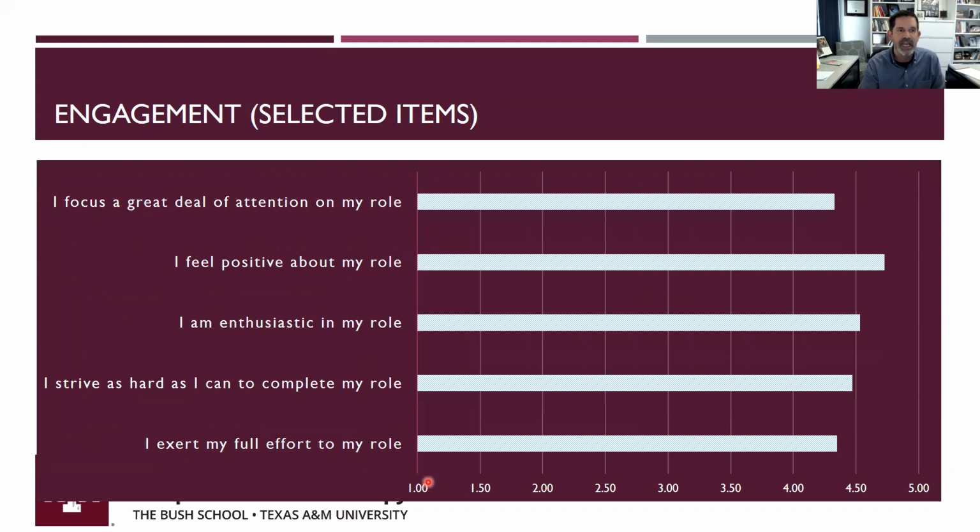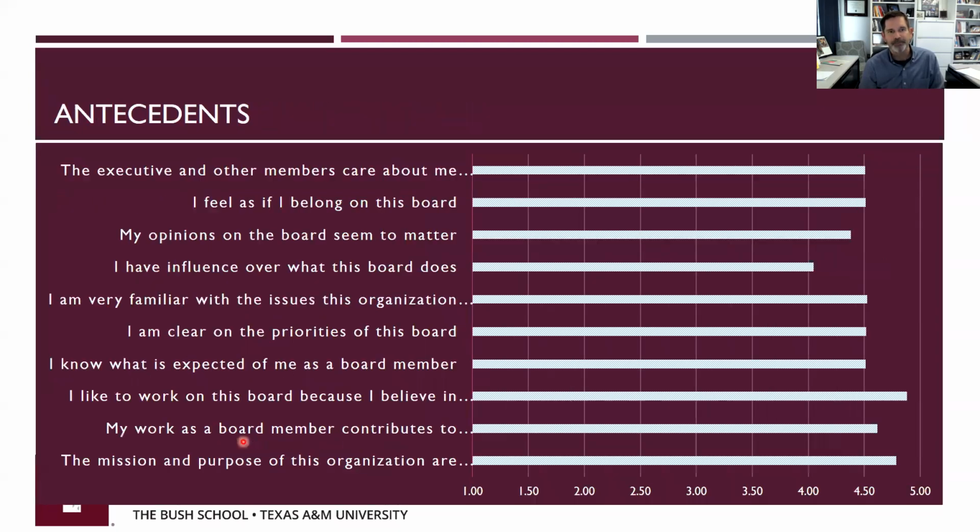Just one more, or two more maybe. This is the engagement scale. It gives you a sense of what we assess in regards to engagement. People self-report their level of engagement. Basically, I focus a great deal of energy. I'm positive about what I'm doing. I'm enthusiastic. You can get the sense people generally tend to report themselves as exerting some degree of engagement.